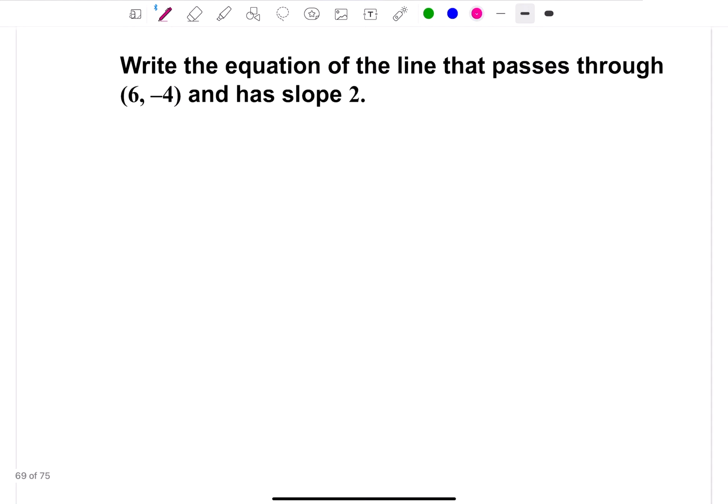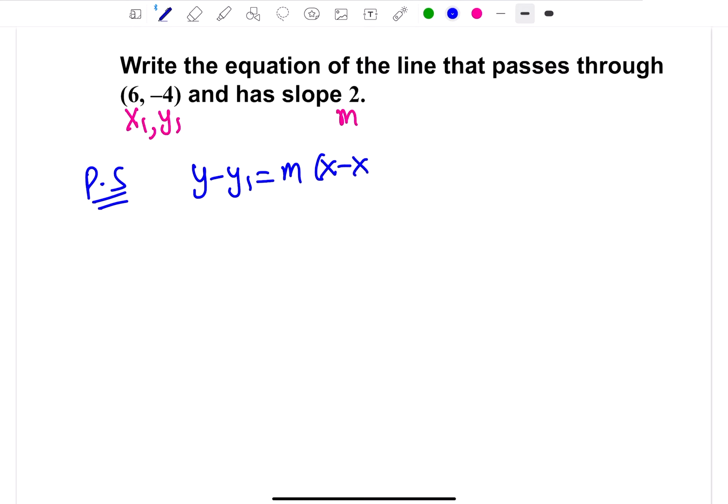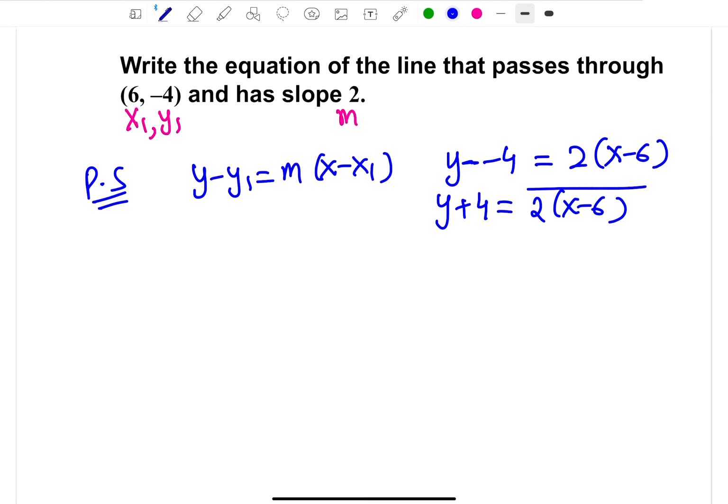Write the equation of the line that passes through (6, negative 4) and has a slope of 2. So this is a point on the line, and the slope is 2. I'm going to start with the point-slope form, which is y minus y1 is equal to m times x minus x1. So the point-slope form would be y minus negative 4 equals 2 times x minus 6. That turns out to be y plus 4 equals 2 times x minus 6, and that is the point-slope form of the equation of the line.